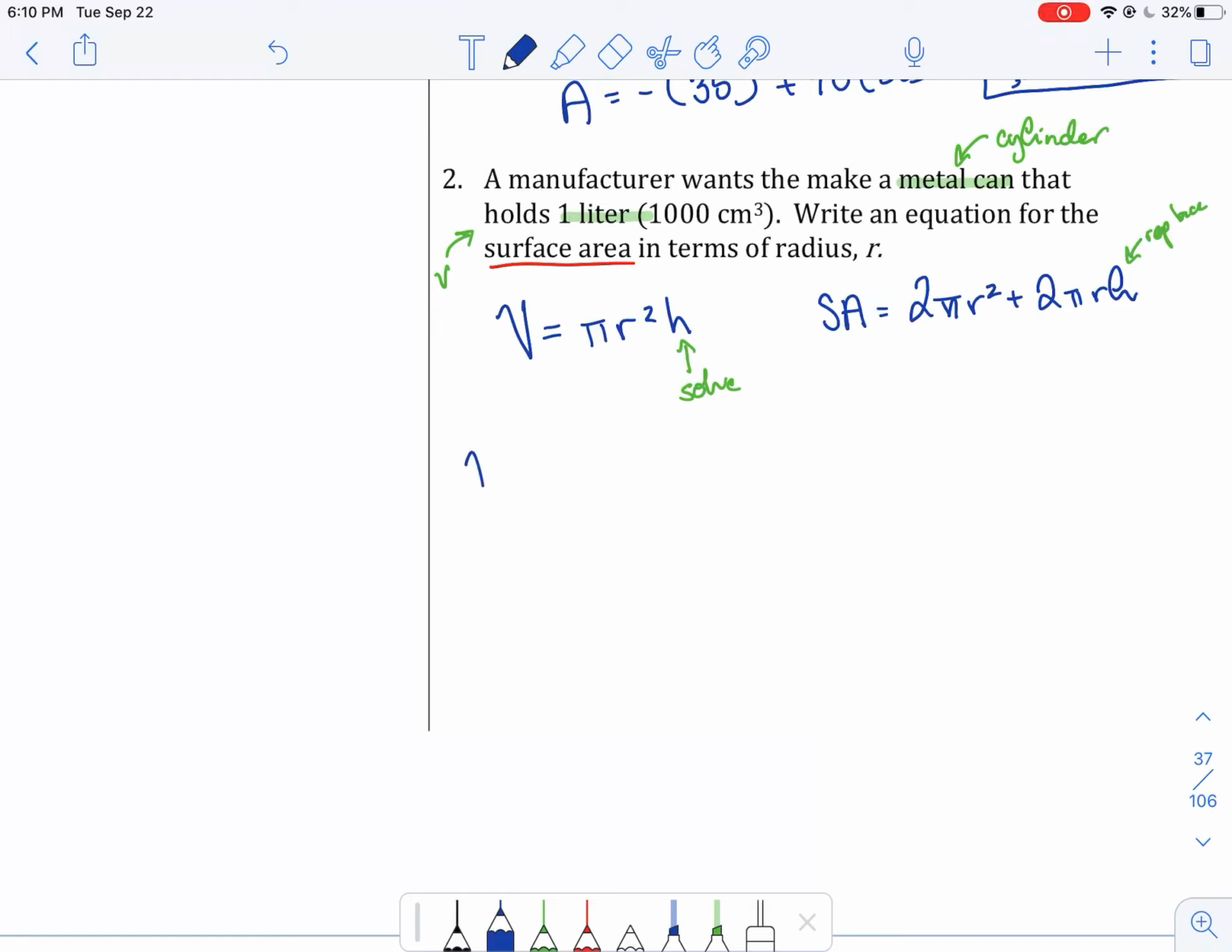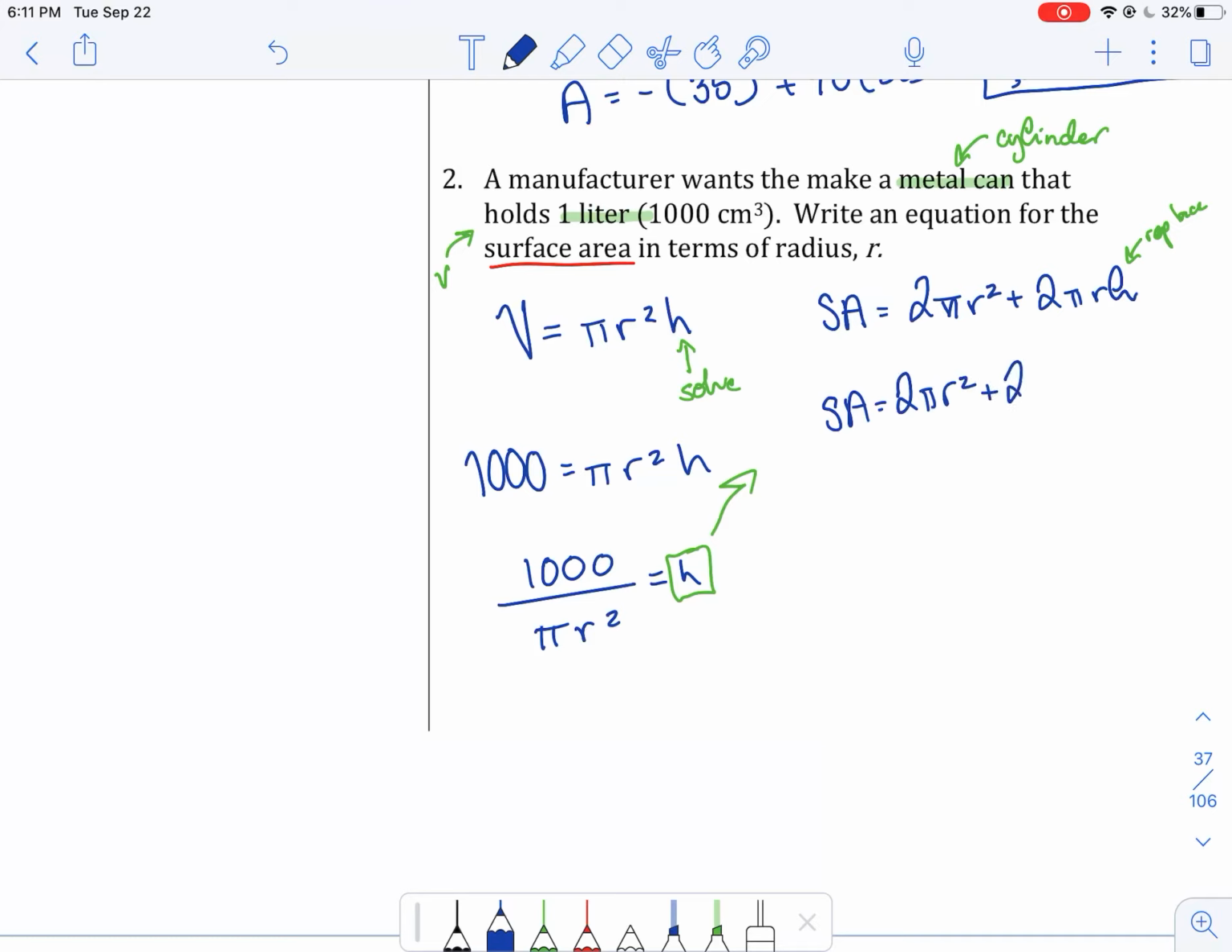Now, v, we're given the volume is 1,000, so pi times r squared h. I want to get h by itself, so 1,000 over pi r squared. And that's just going to give us what we want to replace. We can leave it like that. So now is the time for our substitution, and we're going to plug it back into the surface area formula. So surface area is equal to 2 pi r squared plus 2 pi r, replacing h with 1,000 over pi r squared.